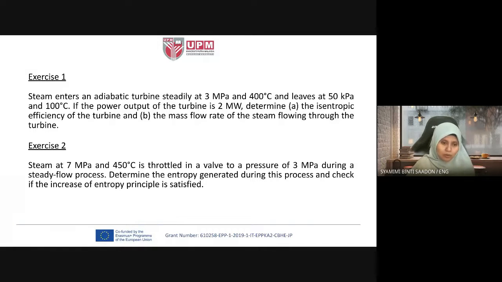It's kind of like the first exercise. So we have pressure and temperature. Try to find enthalpy and entropy from the table if you can.